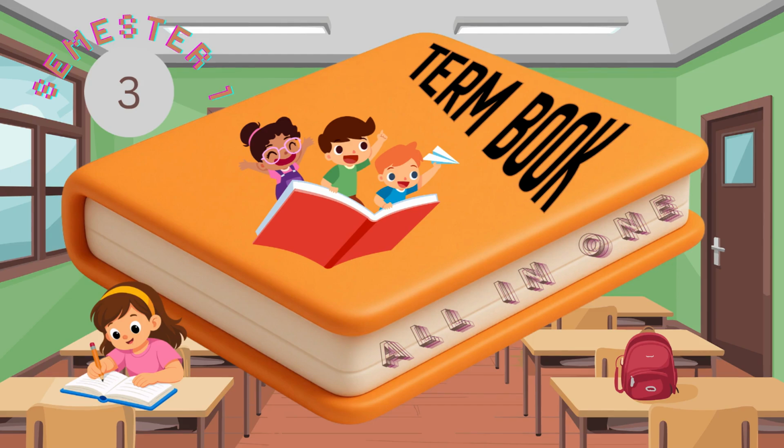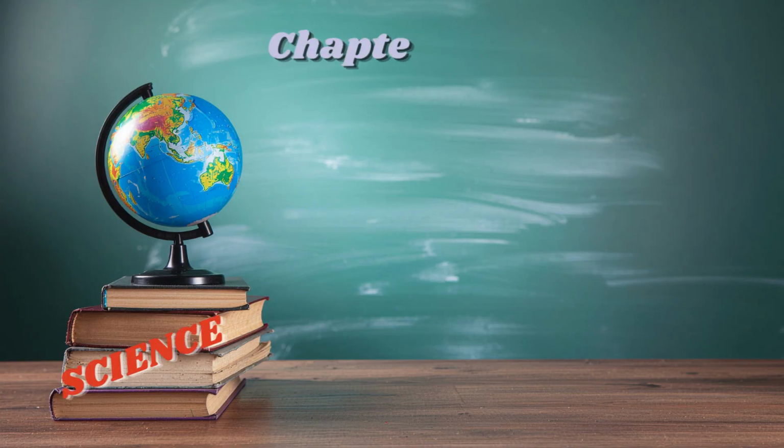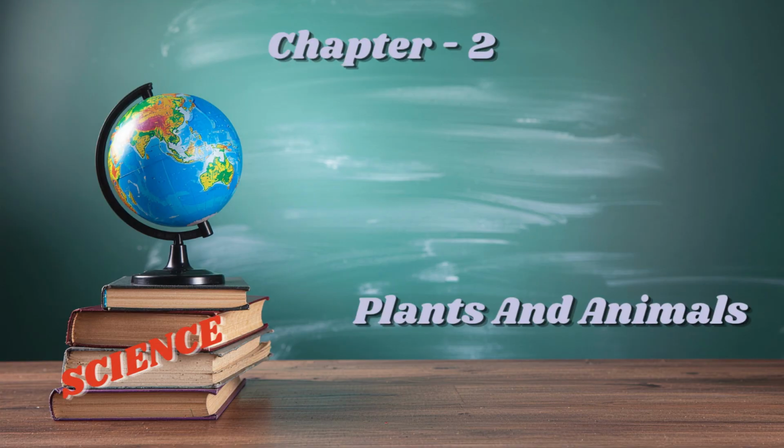Flamingo all-in-one term book. Semester 1. Class 3. Science. Chapter 2. Plants and Animals.